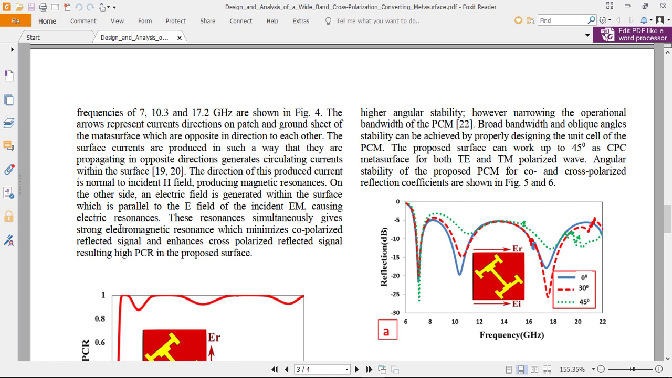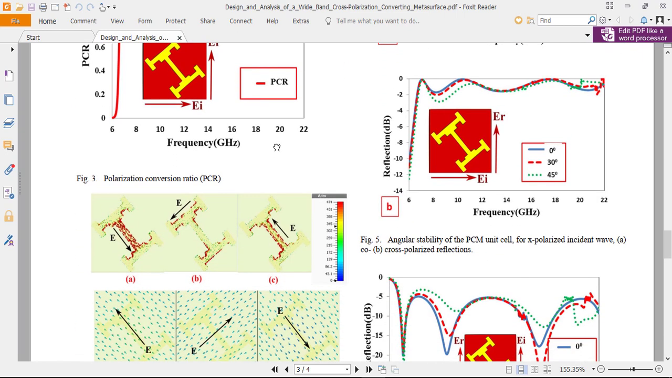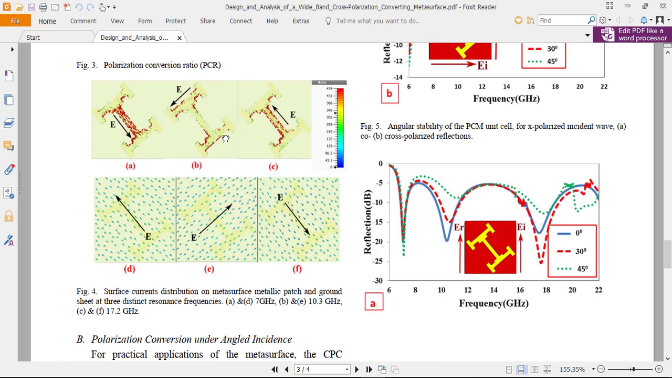These resonances simultaneously give a strong electromagnetic field which minimizes the co-polarized reflected signal and enhances cross-polarization, resulting in a high PCR in the proposed surface. Here at 7 GHz, 10.3 GHz and 17.2 GHz, there is high cross-reflection. At these three frequencies the polarization conversion is maximum. Why maximum? Because the current distributions at the ground and the face surface are opposite to each other.